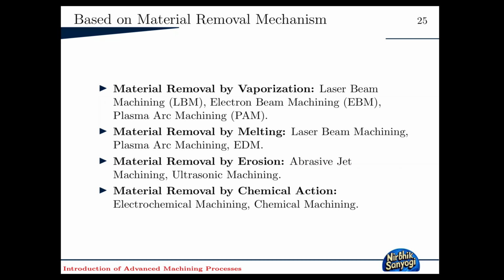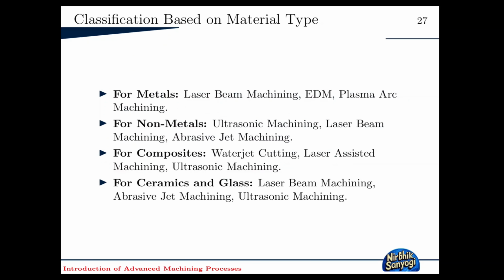In electrochemical machining, material is removed by the electric reaction between the cathode and anode that activates under the electrochemical solution. Now, based on material types. If you want to machine metals, then laser beam machining, EDM, and plasma arc machining, because these machines will not work on materials other than metals. For non-metals, ultrasonic machining, laser beam machining, and abrasive jet machining are there. For composites, theoretically almost all equipment, like water jet cutting, laser assisted machining, and ultrasonic machining can be used. And for ceramics and glass, LBM, AJM, and USM can be used.